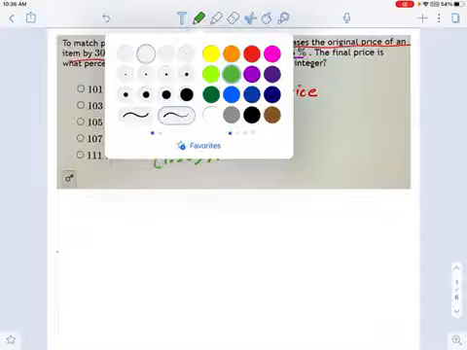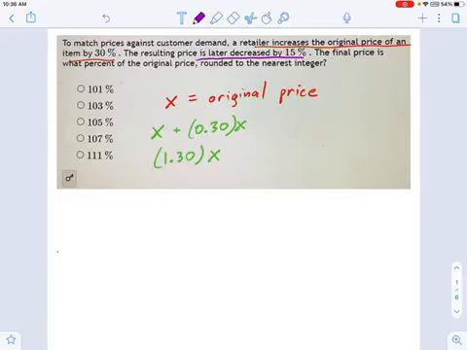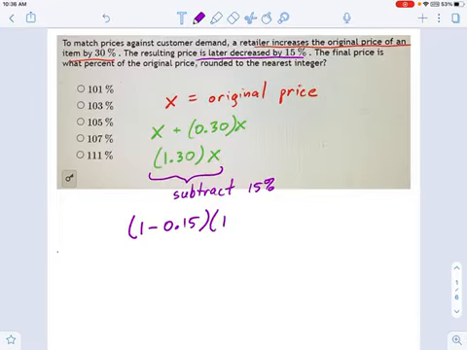And then, get a load of this. Now we're decreasing the price later on by 15%. So what we do here now is, you might think to multiply it by 0.15. That's not actually what's going on. That would be timesing it by 15%. We're decreasing it by 15%, which means we're taking this thing and we're subtracting 15% from that. Okay, so in other words, it's going to be 1 minus 0.15 times 1.30x.